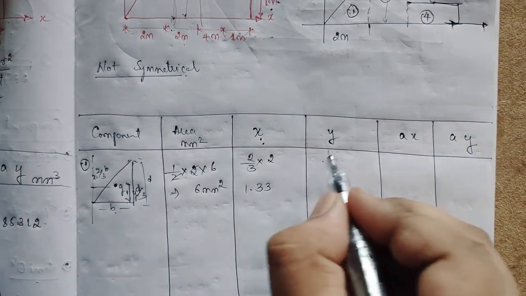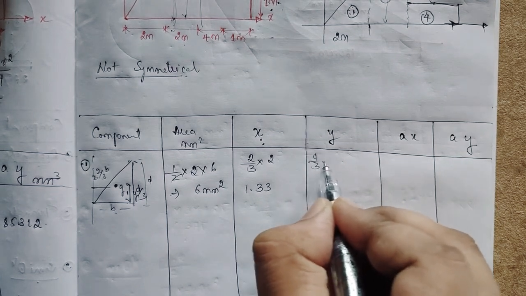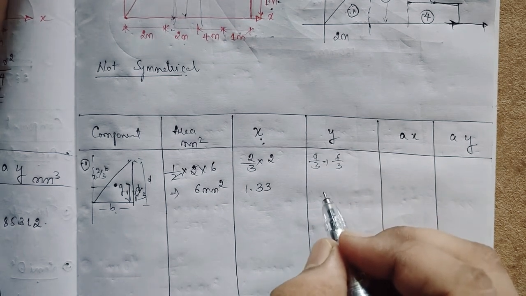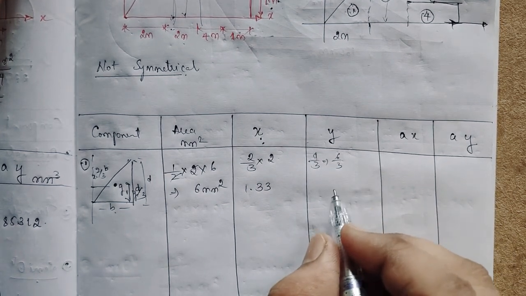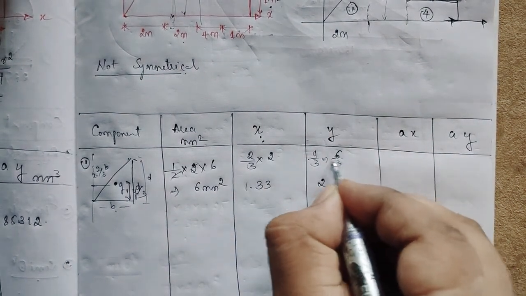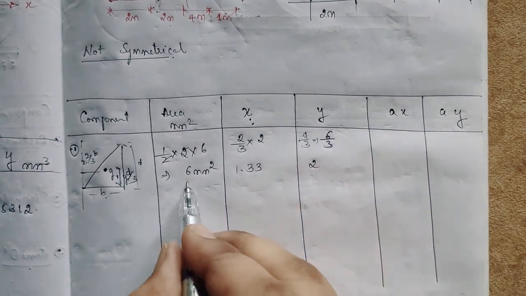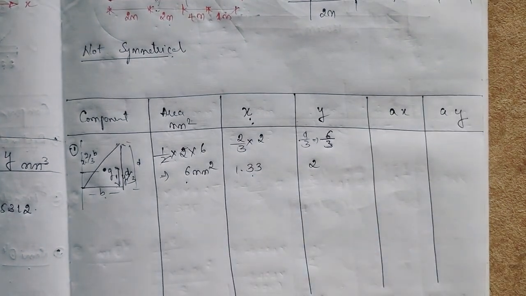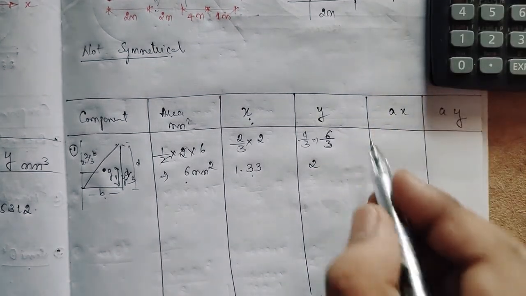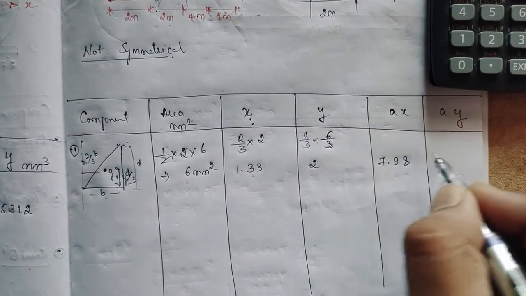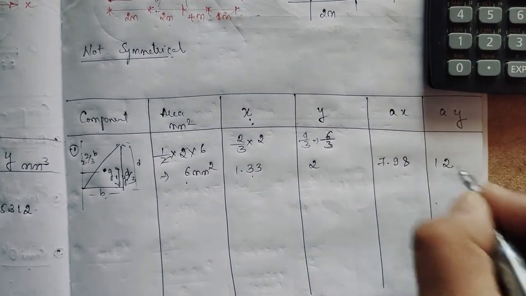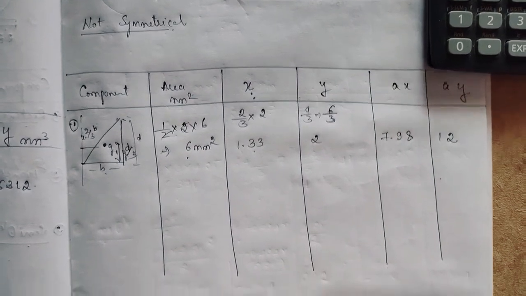So y is directly d by 3. D by 3 is 6 by 3, which is nothing but 2. So what is the AX? 6 into 1.33 is 7.98. The AY will be 6 into 2, which is 12. Okay, so the first component is over.